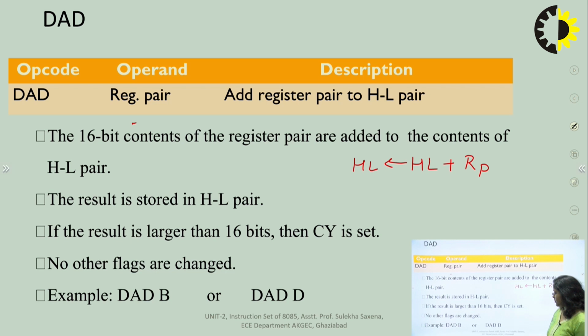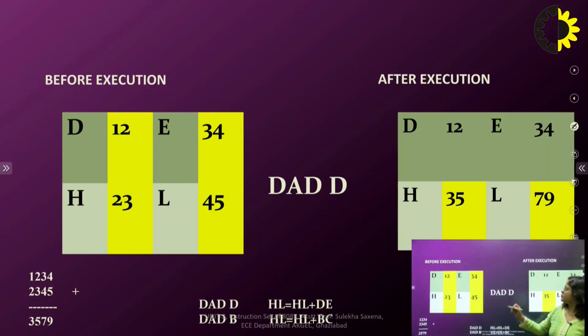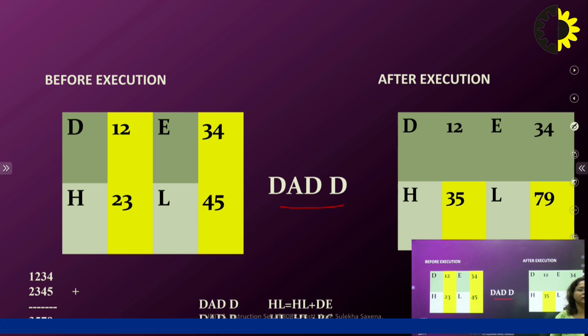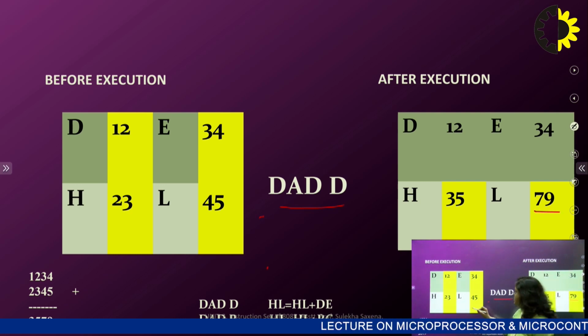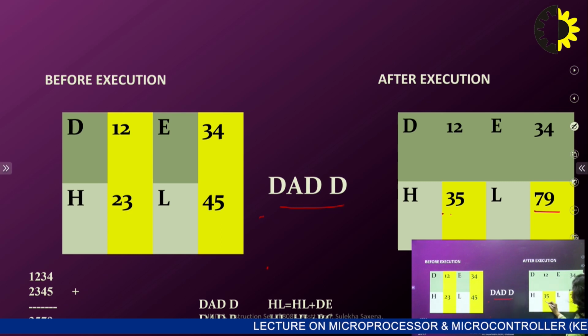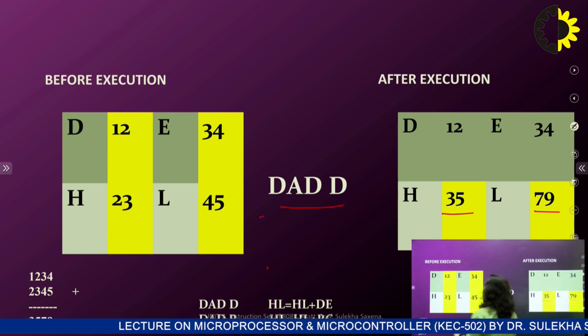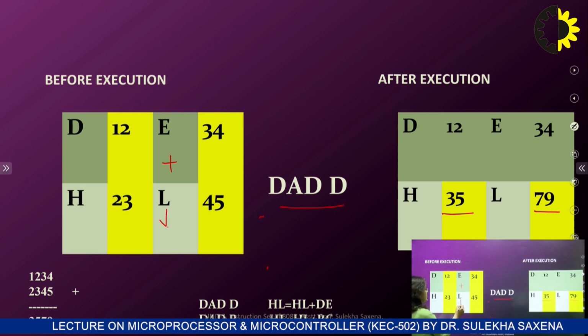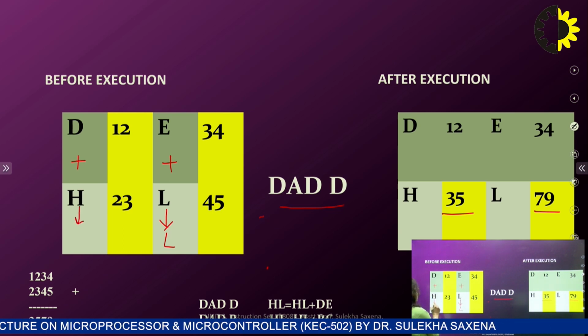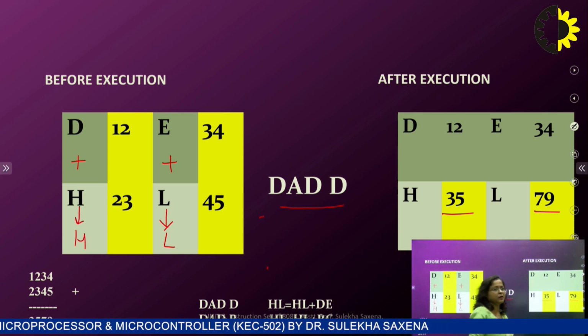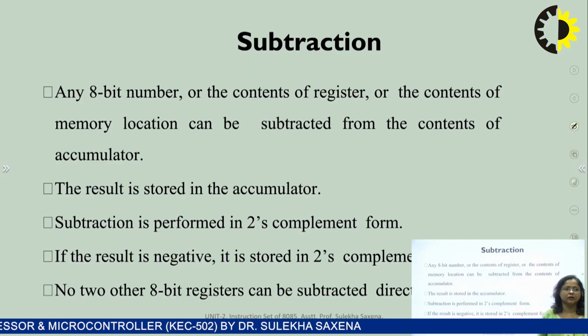For example, if we write DAD D, it adds HL plus DE and stores the value in HL. So L plus E, that is 5 plus 4, 9, and 3 plus 4, 7. So L will contain 79, and H plus D, that is 3 and 5. So H will contain 35 after execution. So by default it adds L plus E and stores in L, H plus D and stores in H. So this is the way DAD instruction will work.